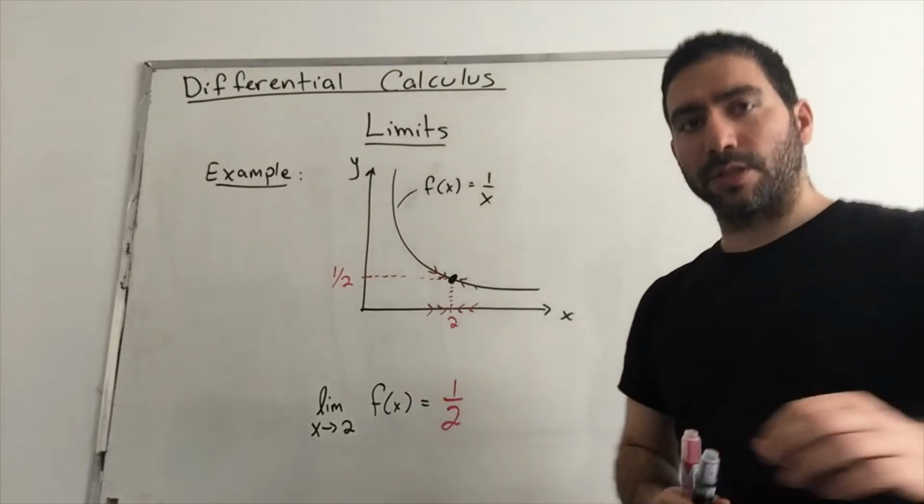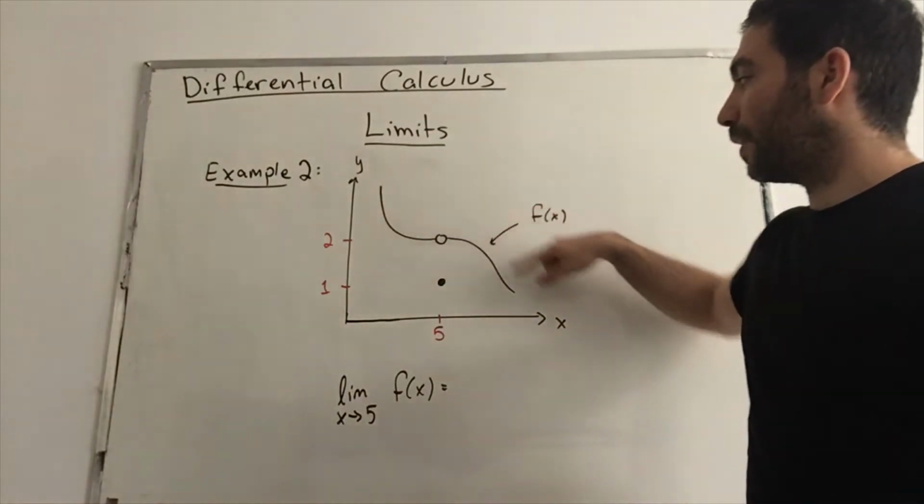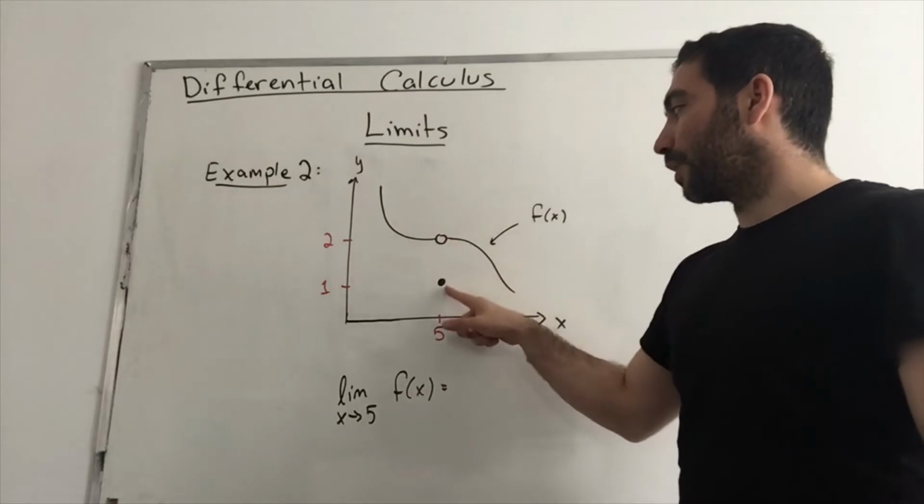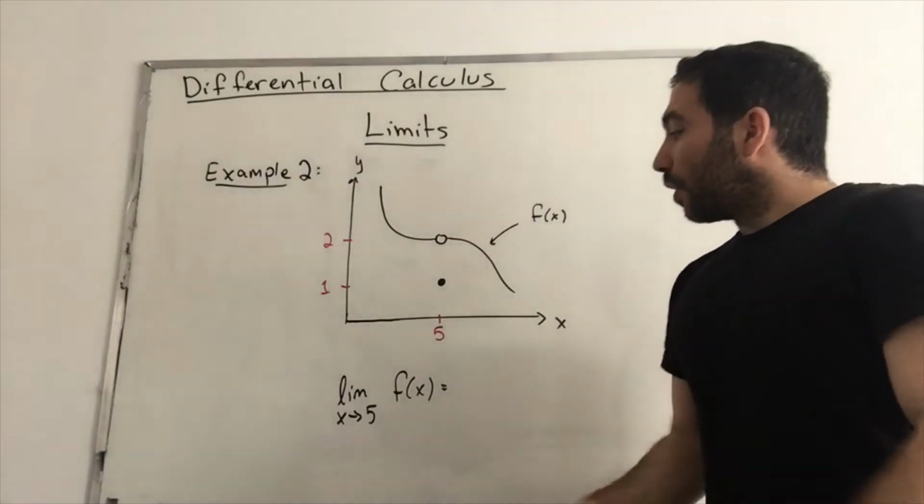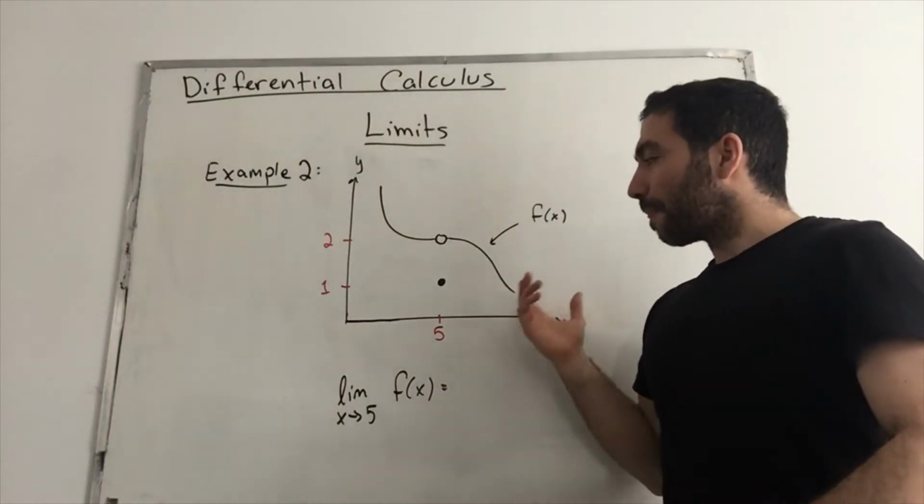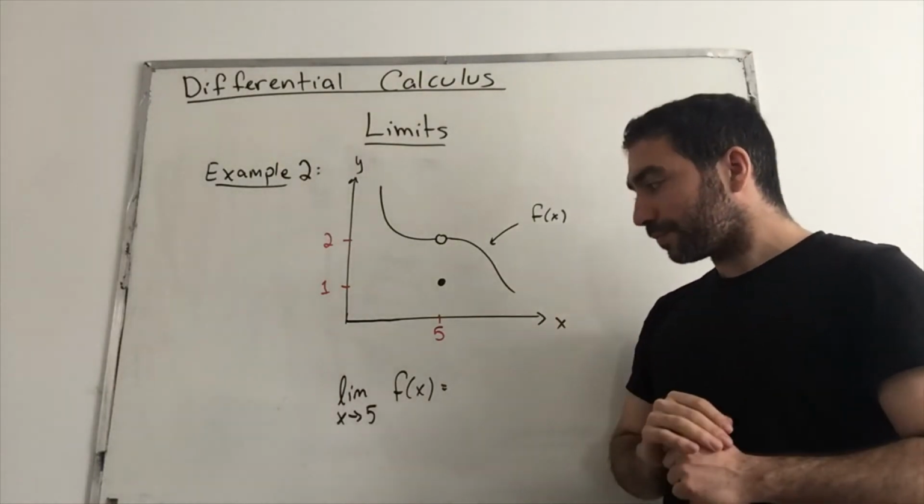Okay. Let's look at another example. In this example here, we have this function over here. It's discontinuous at the value 5. So we have a point that's removed, it's placed over here, and then it continues over here. And the question is asking us to find the limit as x approaches 5 of this function. So I'll give you a moment to pause the video, try to solve it on your own.